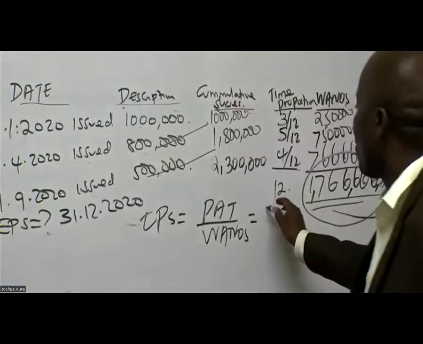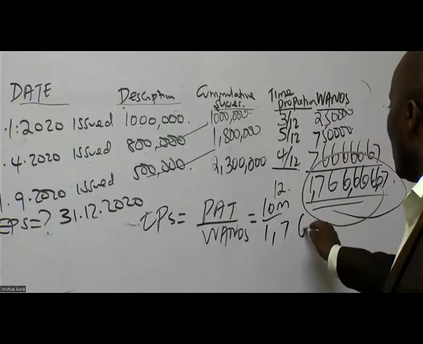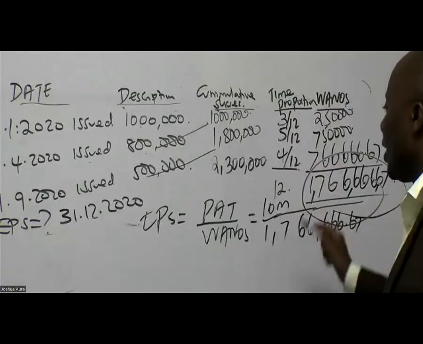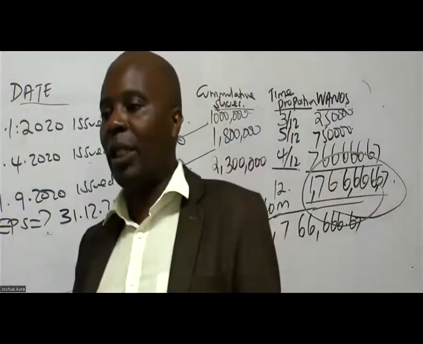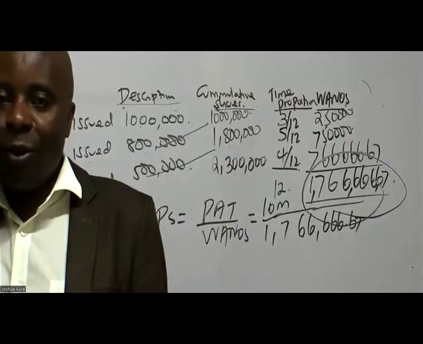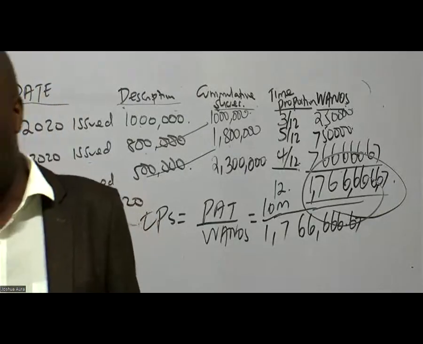Thank you very much. So it is 10 million divided by 1,766,666.67 like that. So if we do it that way, we shall be able to get earnings per share, which will be 5.67 like that.